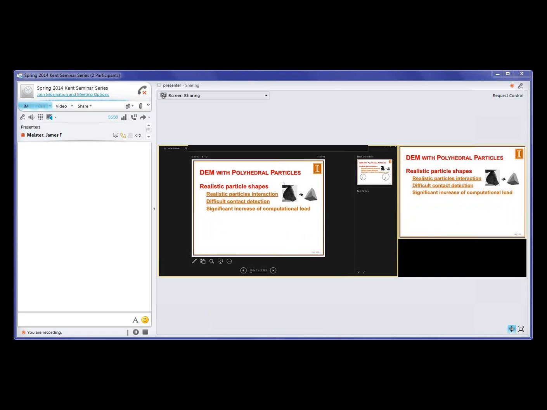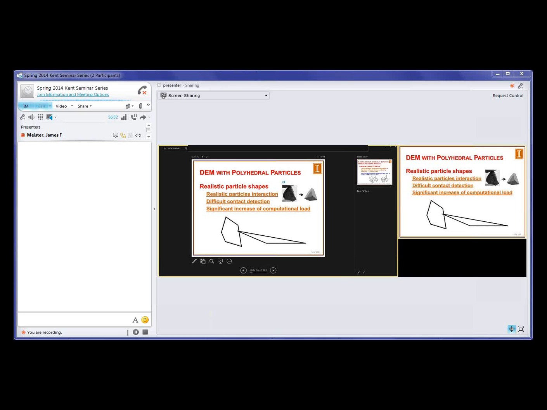For example, if we use sphere particles, we only need two parameters to make a judgment of the interaction of two particles. One is the position of the particle centroid. Another is the radius of the particle. That's all we need. But if you have polyhedron particles, how can you make a judgment when these two particles are in contact or not? So when we introduced polyhedron particles, it significantly increased the computational load.